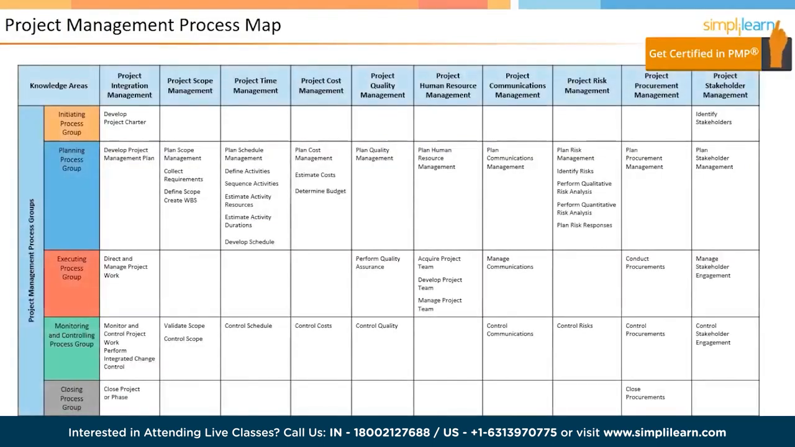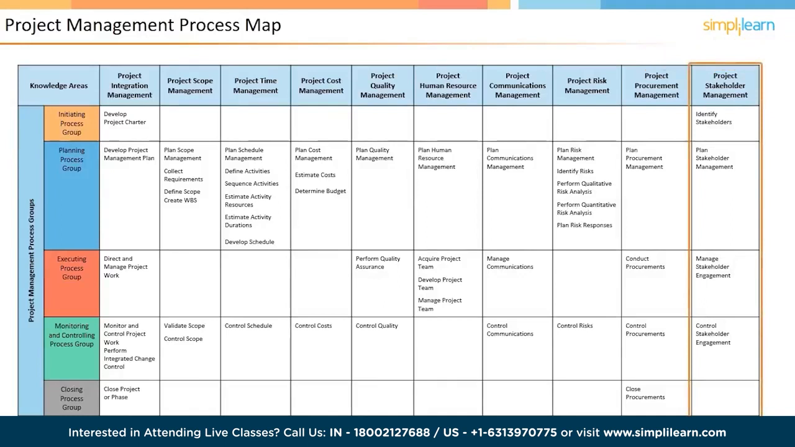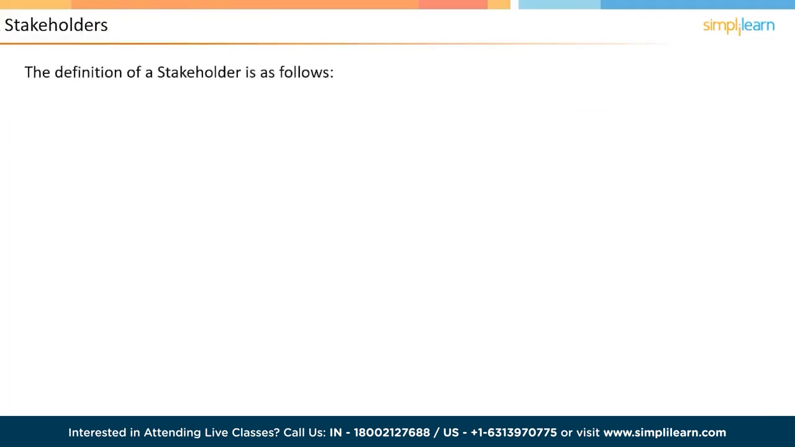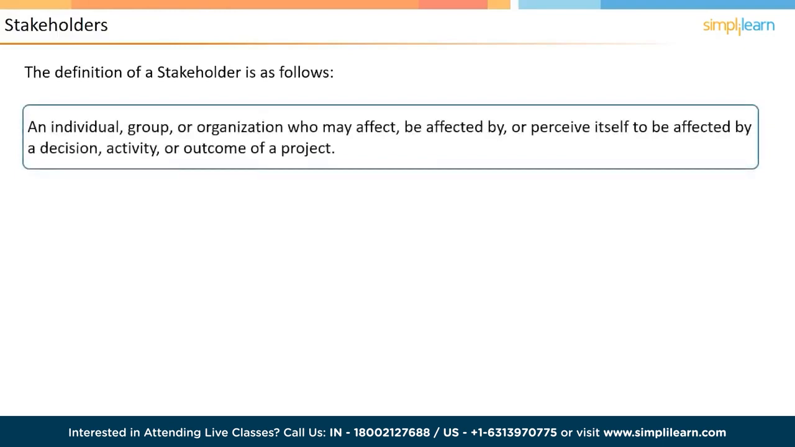There are 47 processes in project management grouped into 10 knowledge areas and mapped to 5 process groups. In this lesson, we will look at the 10th knowledge area, that is, Project Stakeholder Management and its processes. In the next screen, let us understand who stakeholders are. A stakeholder is anybody who has a stake in the project. A stakeholder may be an individual, a group, or an organization who may affect or be affected by or perceived to be affected by a decision, activity, or outcome of a project.